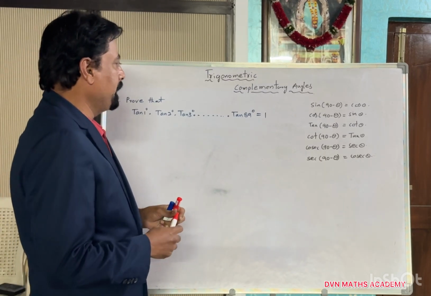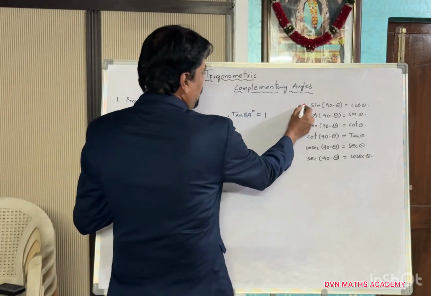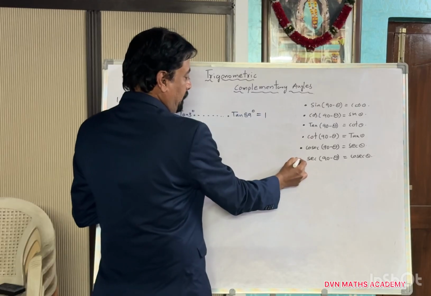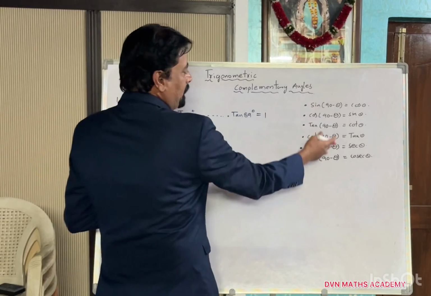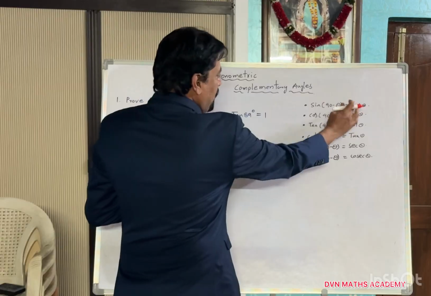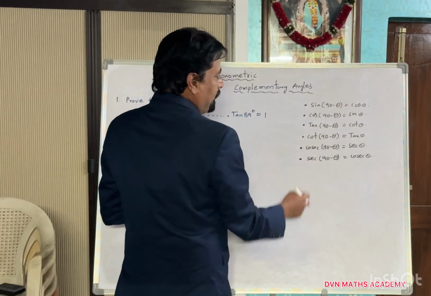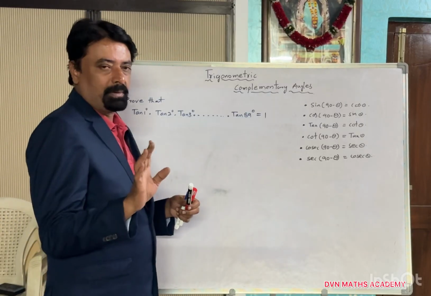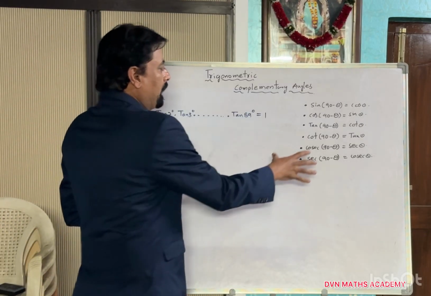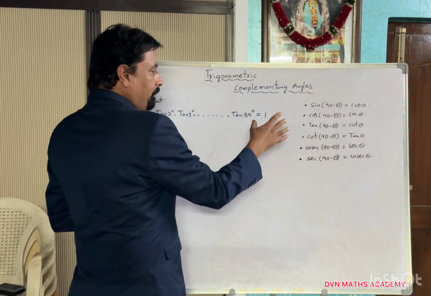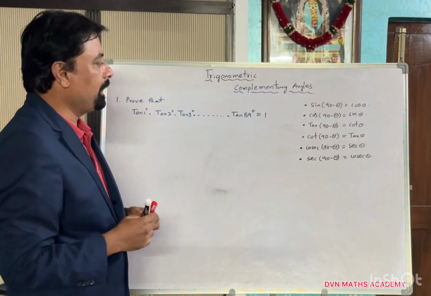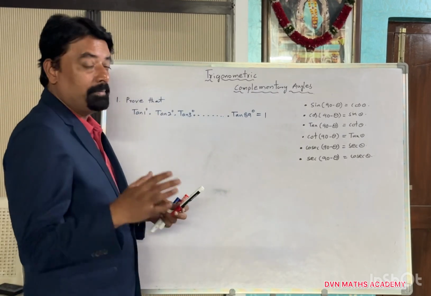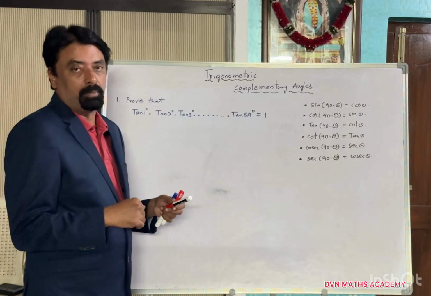You know that some identities are there in complementary angles, that is sin(90 minus theta), cos(90 minus theta), tan(90 minus theta), cot(90 minus theta), cosec(90 minus theta), sec(90 minus theta), where theta is an acute angle. So sin(90 minus theta) is cos theta and cos(90 minus theta) is sin theta. Every student must know all these complementary angle identities. We are applying these identities to solve different types of questions, which sometimes may be for 2 marks, sometimes for 4 marks also.